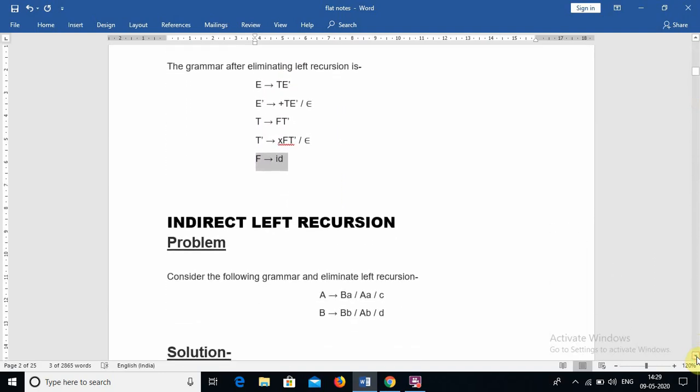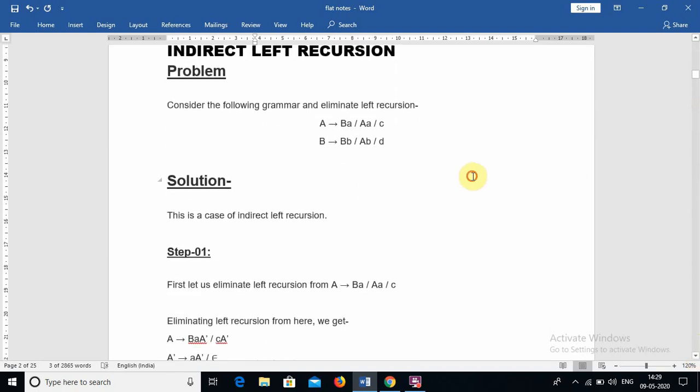The next one is indirect left recursion. So if you observe this production rule, we have A to BA. If you substitute AB instead of B in the first production rule, so what do we get? We obviously get direct left recursion. Okay, so this is the case of a left recursion.